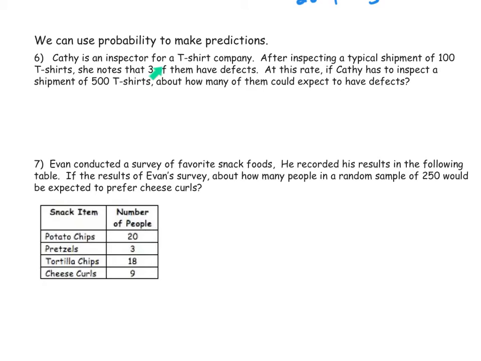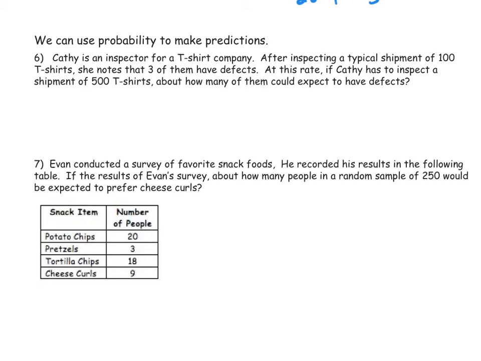Kathy is an inspector for a t-shirt company. After inspecting a typical shipment of 100 t-shirts, she notes that 3 of them have defects. At this rate, if Kathy has to inspect a shipment of 500 t-shirts, about how many of them would you expect to have defects? And you're going to see something familiar that we've used. We get to use a good old-fashioned proportion to help solve this.